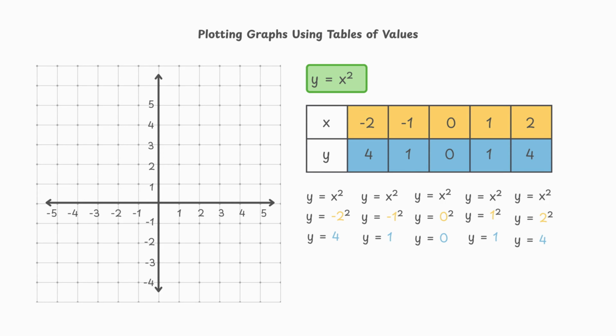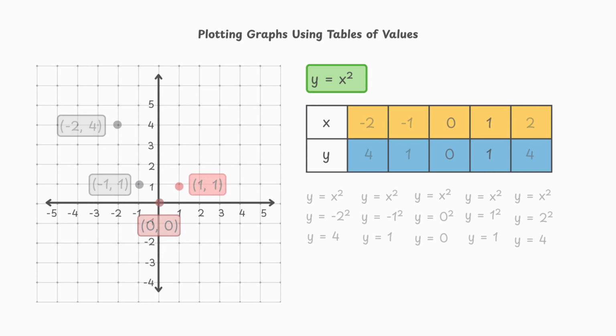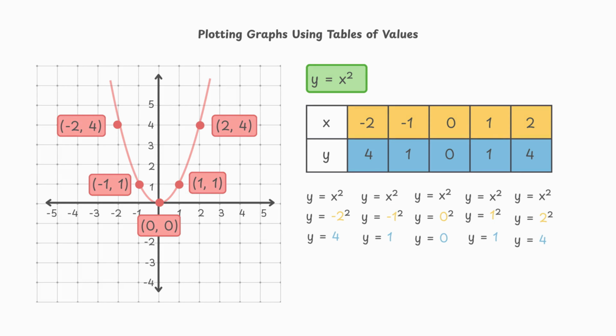Next, we use these values to plot points on the graph. We plot (-2, 4), then (-1, 1), then (0, 0), then (1, 1), then (2, 4). Now look at the pattern. The points form a smooth curve. They are symmetrical about the y-axis. As we join the points carefully, we get a U-shaped curve. This is the graph of y equals x squared.